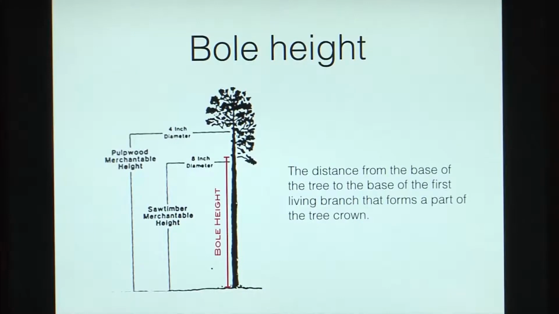We also define another term called the bole height. Now, the bole height is the distance from the base of the tree to the base of the first living branch that forms part of the tree crown.